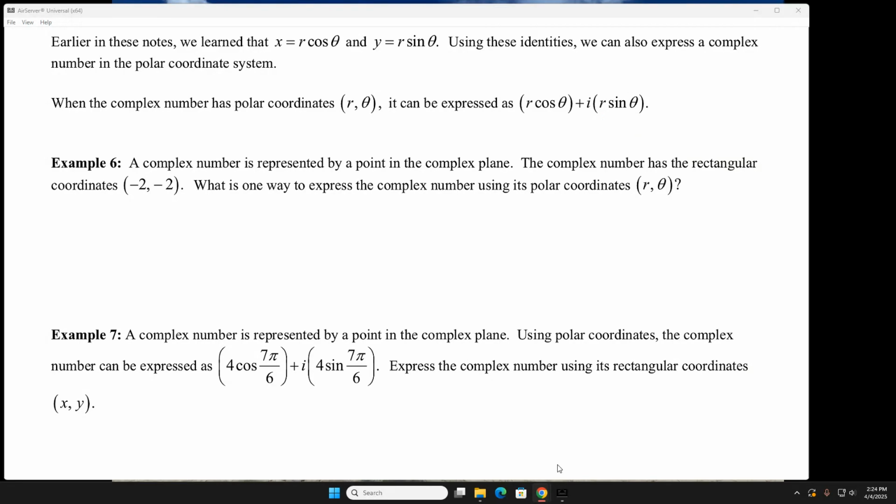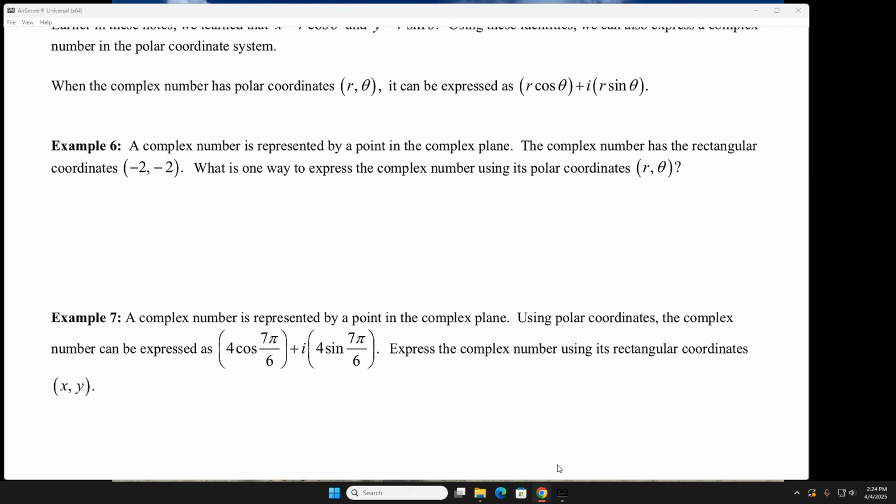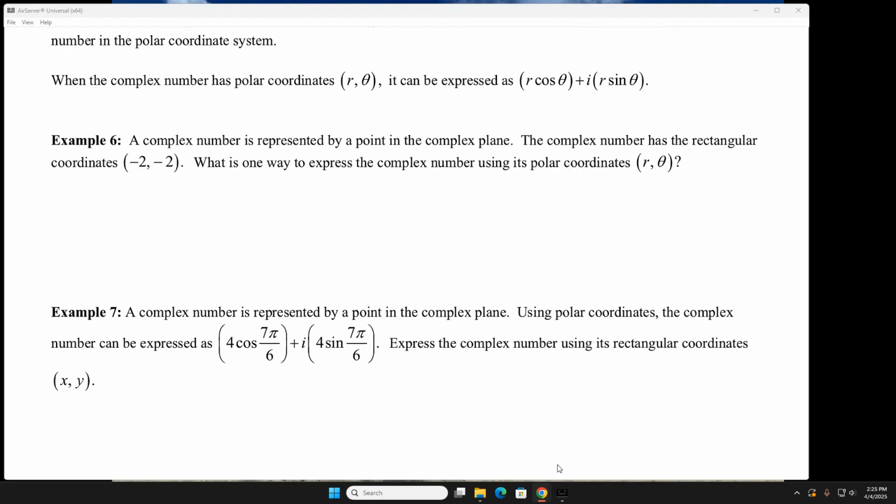All right, so this is going to be very much like what we just finished doing. A complex number is represented in the complex plane. The complex number has rectangular coordinates (-2, -2). So that is going to be right here. All right, so we want to express it using r and theta. So x squared plus y squared is going to be r squared. So this is very similar to one we already did, where r is the square root of 8.